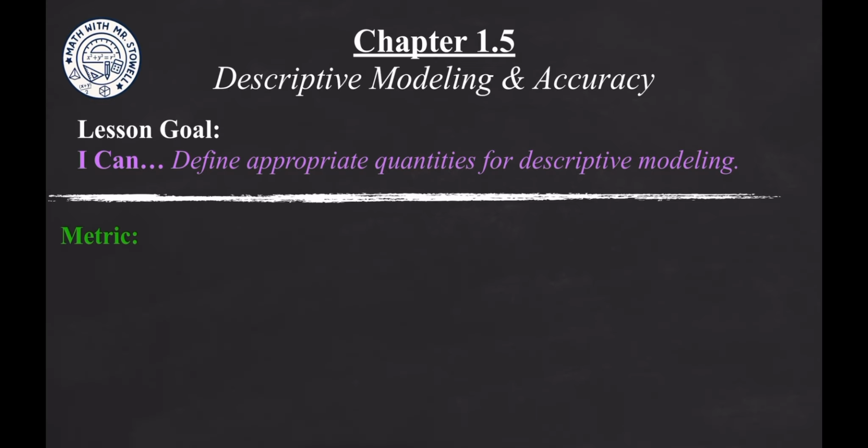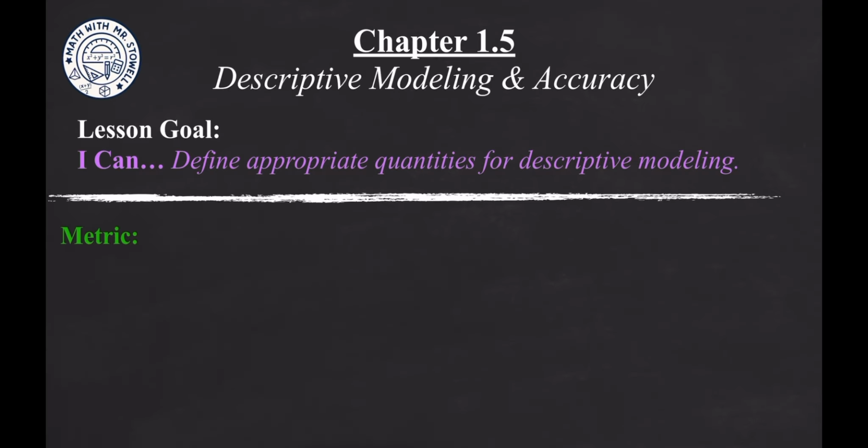In this video, we want to be able to say that I can define appropriate quantities for descriptive modeling. So what we are going to want to do with this is we first need to understand this word, which is metric. Okay? A metric is a rule for assigning a number to some characteristic or attribute.